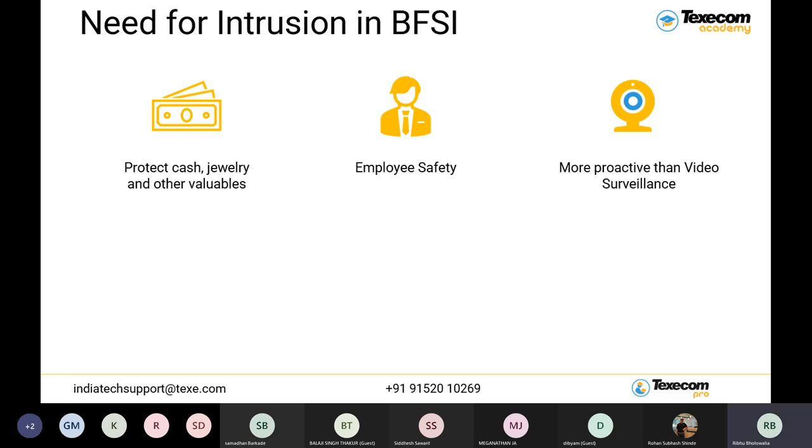Proactive means at the time of intrusion, when it is happening at the bank, the intrusion detection system will inform the concerned authorities and give alerts to the central monitoring systems. That is why we always suggest using the IDS system, because there is a myth, and people are not aware of the difference between a CCTV camera and an IDS system. Everyone thinks that if we have a CCTV camera, we have given protection, but it's not like that. The CCTV camera is completely different from the IDS system. And as I have just told you, the IDS system is more proactive than video surveillance or CCTV cameras.